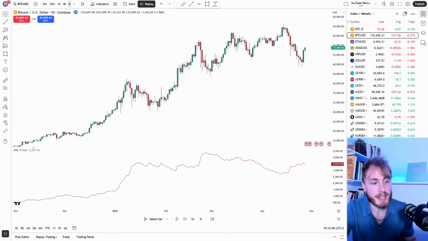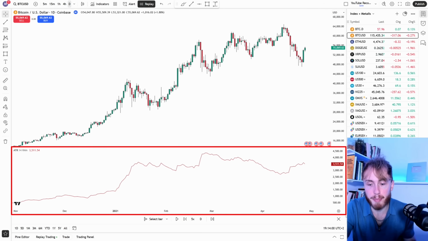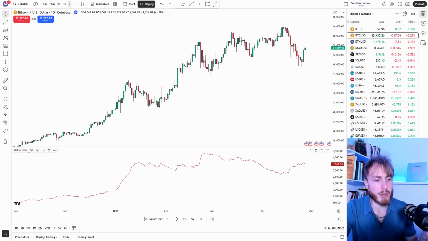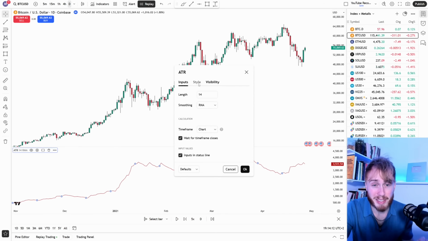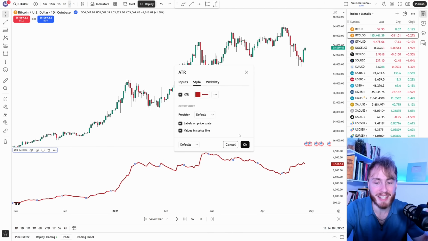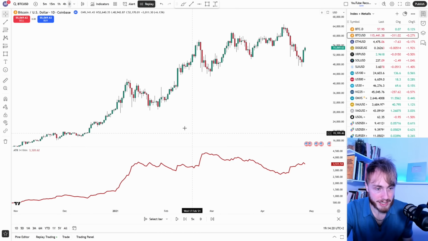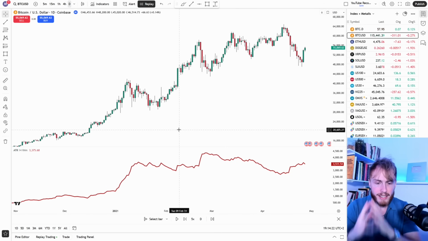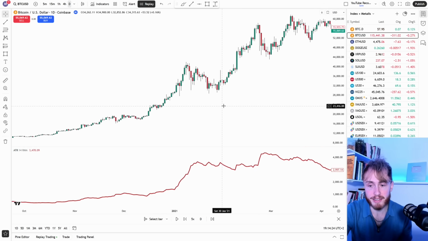And as you can see, now the ATR indicator has appeared here in the bottom of our chart. And the first thing I want to do, I just want to change the settings a bit here so you can see the ATR more clearly. I'm just going to increase the width here of the ATR line, so hopefully you can see. And now let's take a look at how to read the ATR.